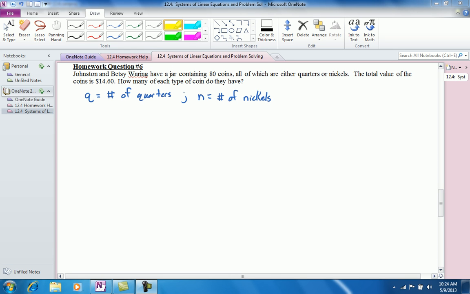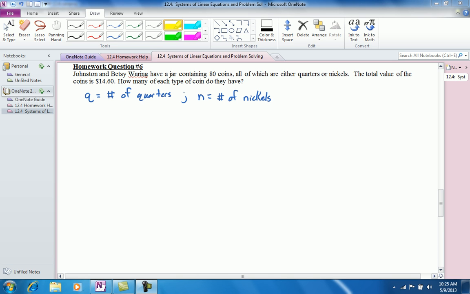I'm going to let Q be the number of quarters, and I'm going to let N be the number of nickels. I could have used X and Y, but Q and N will help me out down the road, knowing what means what. Alright, so I should be able to set up two equations from this word problem, given that I need a system.